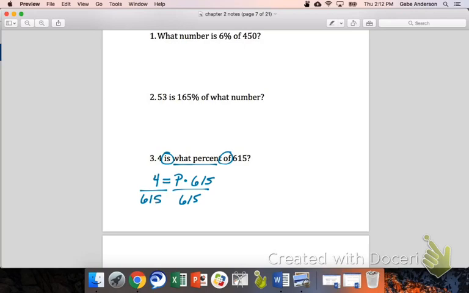Use your calculators here. 4 divided by 615 is 0.0065 approximately. So P is equal to 0.0065. But if you remember, they wanted a percent. So we need to convert this over to a percent. In order to do that, we're going to take this decimal and we're going to move the decimal 2 places to the right to get to a percent. So it's going to be P equals, if I move this 2 places to the right, I get 0.65, or you could say 0.65%. So that's obviously a very, very small percent. That makes sense because 4 is quite a bit smaller than 615.